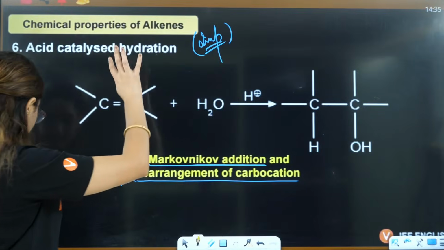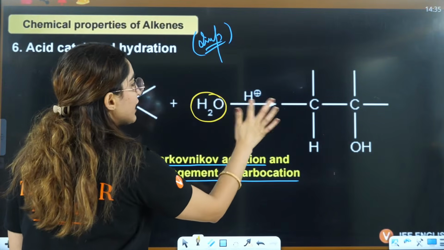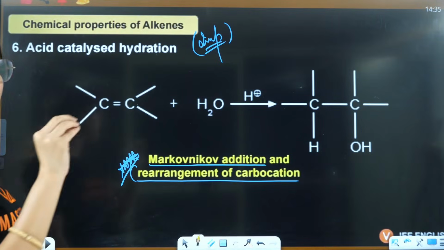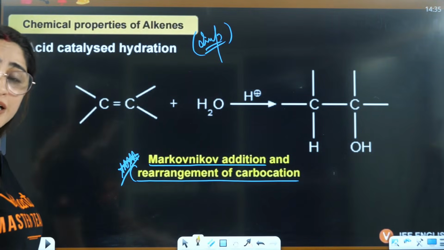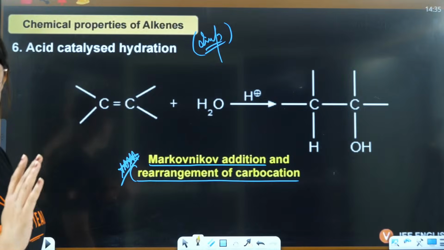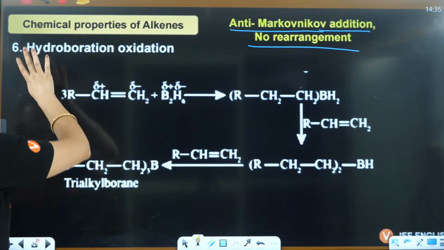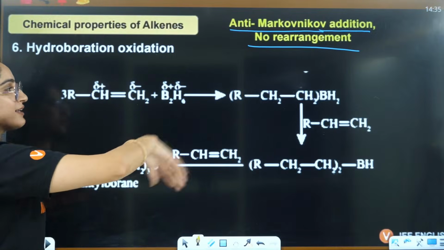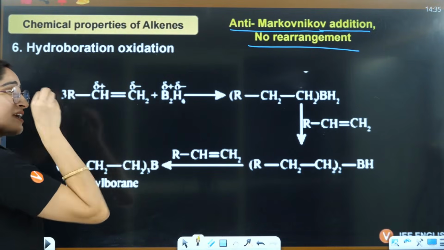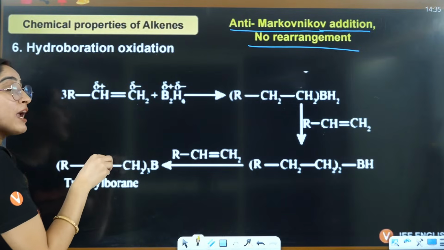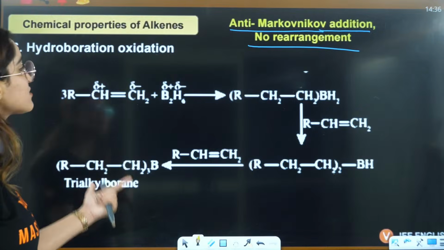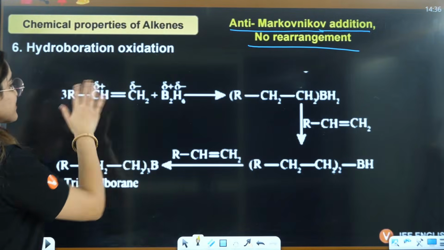Now let's see what exactly these different things are. In acid catalyzed hydration, you have water and any acid which gives H positive. Here the carbocation will be formed and rearrangement will take place, then OH will attach. In hydroboration oxidation, no carbocation is formed. In fact it is anti-Markovnikov, meaning the negative part attaches to the carbon with more hydrogens. The reason is its mechanism. So what exactly happens here?